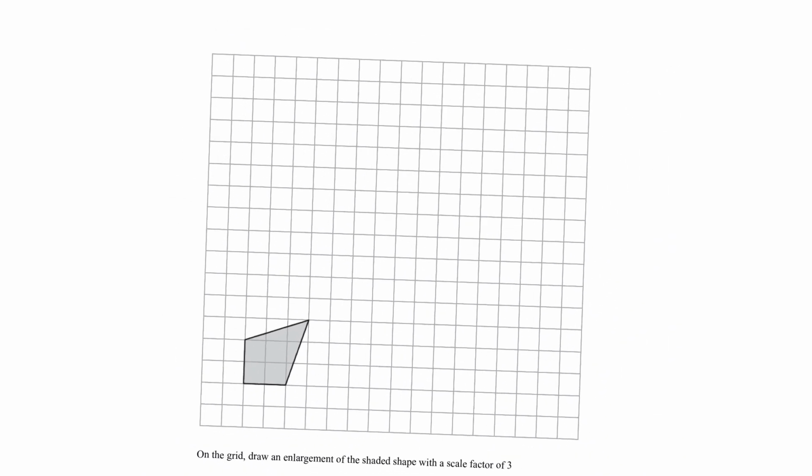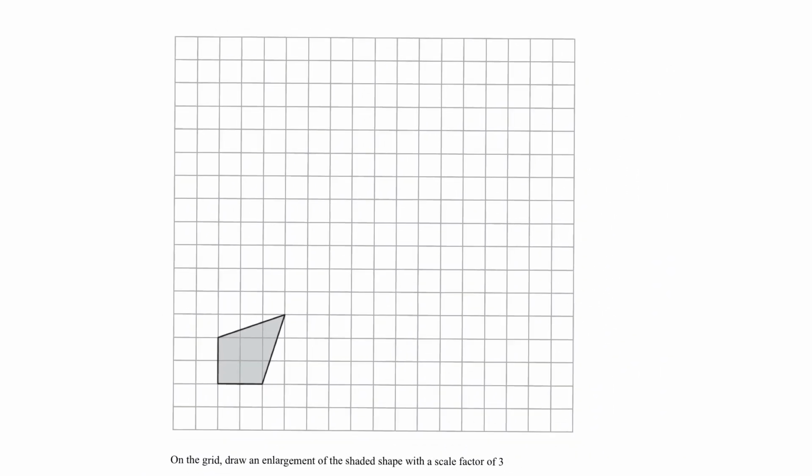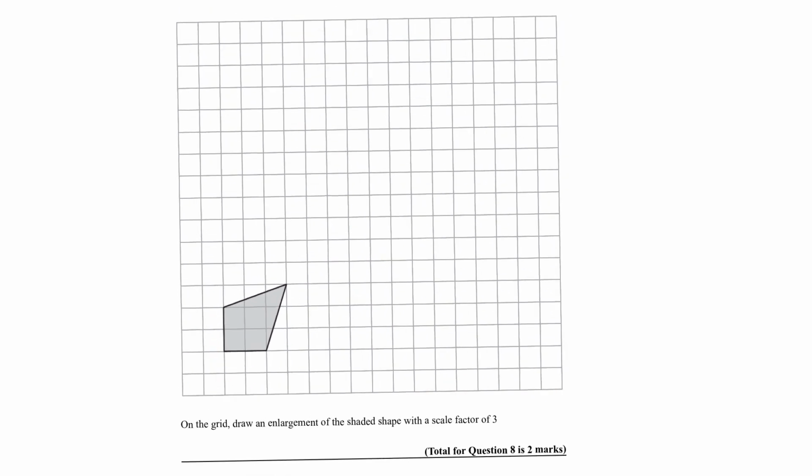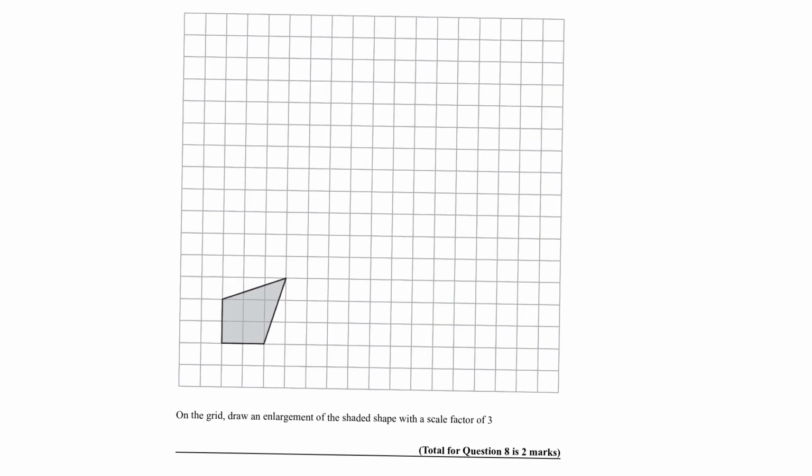Okay, then we have this grid, and it says draw an enlargement of the shaded shape with a scale factor of 3. So remember, when it comes with enlargements, you always. So now, the thing is with this question, and I'll explain why it's 2 marks rather than 3. So with enlargement questions, you can either get 2 marks or 3 marks. It would be 3 marks in the case of where it involves enlarging from a center point.